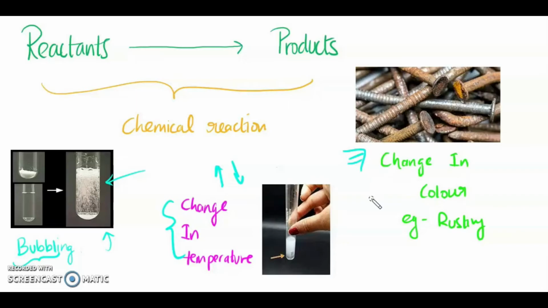One example you can have is rusting. During rusting, our reactants are iron, water, and oxygen. And when iron rusts in the presence of water and oxygen, you get rust being formed, right? So rust is the product, rust is formed, and this gives the iron a very brownish red color. So we know that a chemical reaction has taken place.